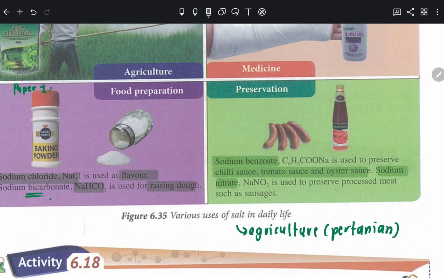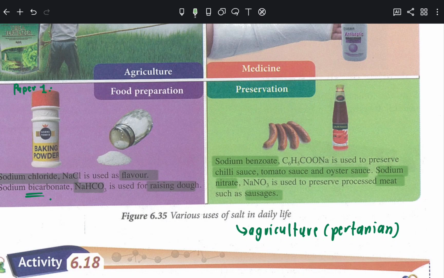And next one is sodium nitrate. Sodium nitrate is different from sodium chloride because this sodium nitrate is also a salt which we use on processed meat such as sausages. So you usually buy nuggets, sausages, a lot of things, the frozen food, right. So mostly on the frozen food we will put the sodium nitrate. Why? Because we don't want the frozen food to spoil quickly. Same reason as the sauce.